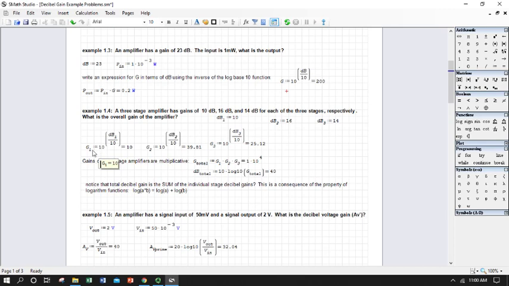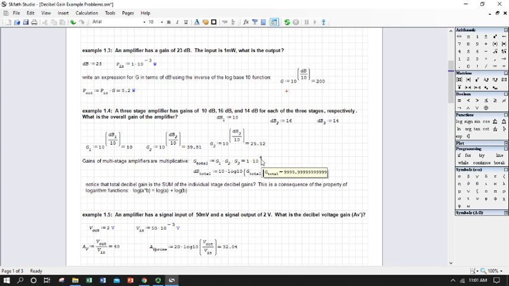And I went ahead and converted to ordinary gain. So my dB1 of 10 gave me a gain ratio of 10. My 16 decibels gave me an ordinary gain of just under 40, and then 14 gave me about 25 in ordinary gain. So I know that for a cascaded amplifier, I would multiply those gain ratios. If I multiply them all and only keep one significant figure, I've got about 10 to the fourth.